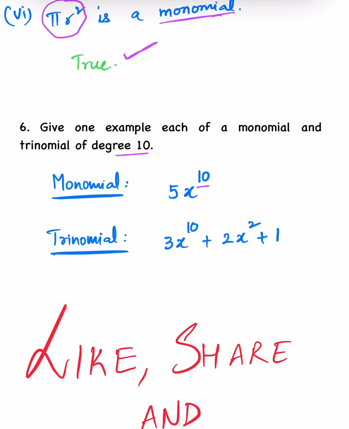Next, trinomial. Okay, monomial means one term. Trinomial must have three terms. So, 3x to the power of 10 plus 2x square plus 1. Again, what are the variable terms? This one and this one. So, here x has degree 10 or power 10. Here x has power 2. What is the highest degree? What is the highest number of these two? 10 or 2? It is 10. So, the degree of the entire polynomial is also 10. So, this polynomial has degree 10 and because it has three terms, it is called a trinomial. So, 3x power 10 plus 2x square plus 1 is a trinomial of degree 10.